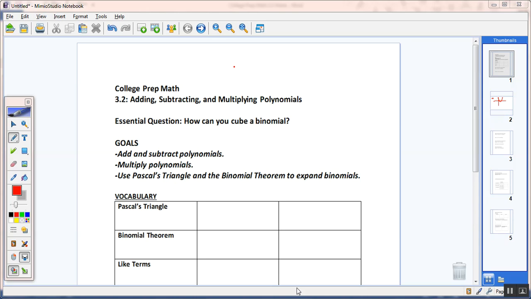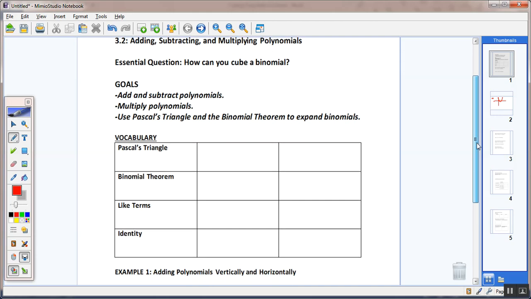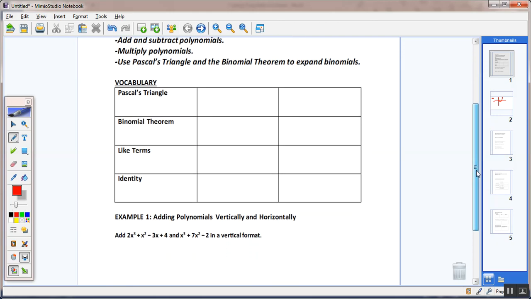Well, here we go, kids. Our question in this: how can you cube a binomial? And again, we're looking at adding and subtracting polynomials. We're going to multiply polynomials, and then we're going to use Pascal's triangle and the what, kids? Binomial theorem to expand binomials.